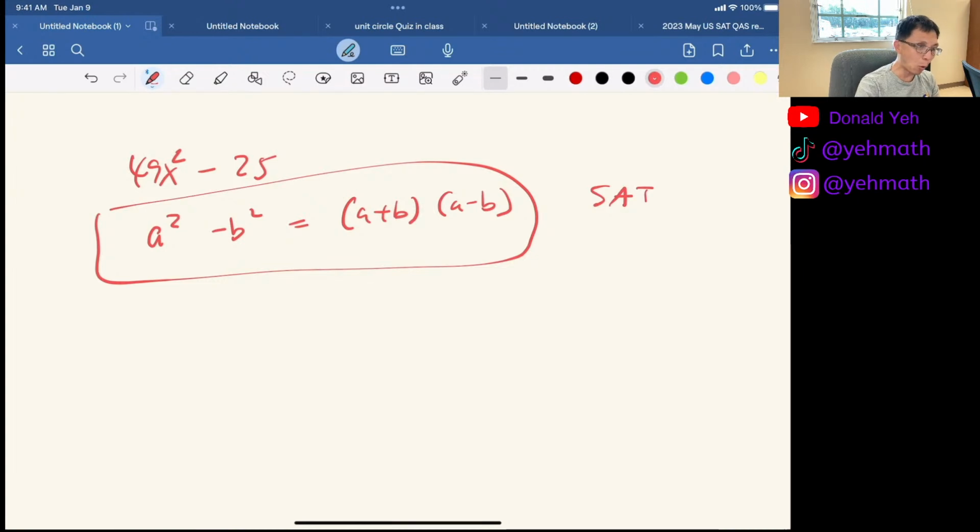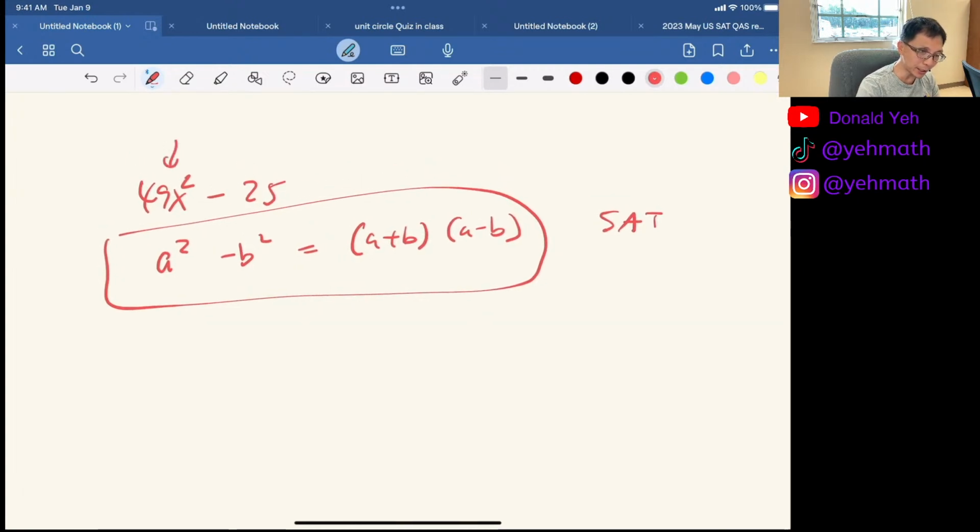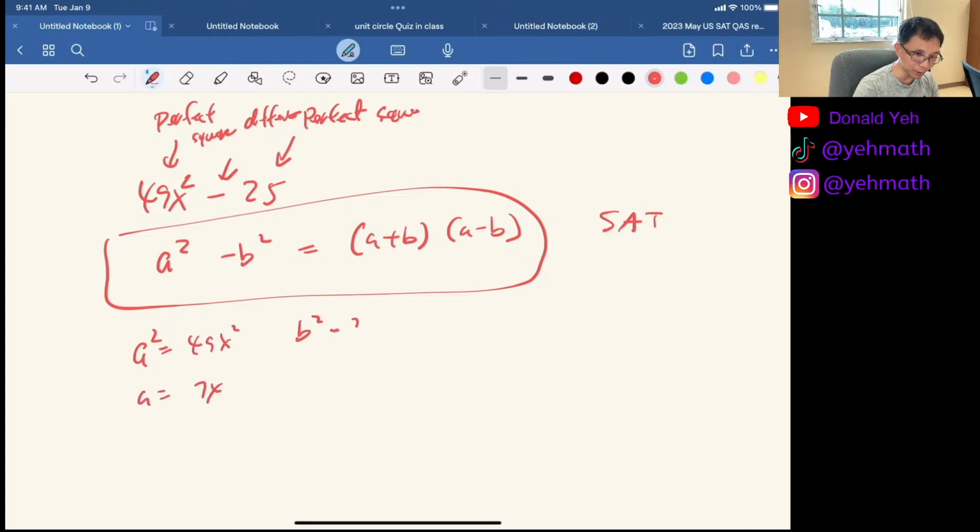So why do they call it difference of squares? This is a perfect square. A perfect square is 49, 25, 181, right? And this is also a perfect square. It only works if this is a minus sign, so it's called a difference. So if I have A squared equal to 49x squared, A must be 7x. B squared equal to 25, B must be 5. So therefore, you just have to rearrange that: 7x plus 5, 7x minus 5.